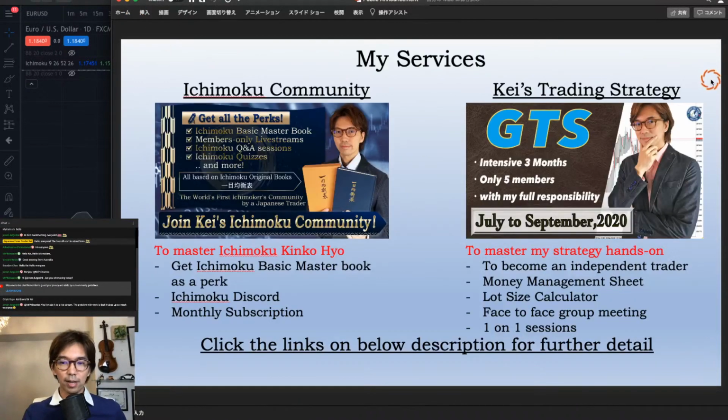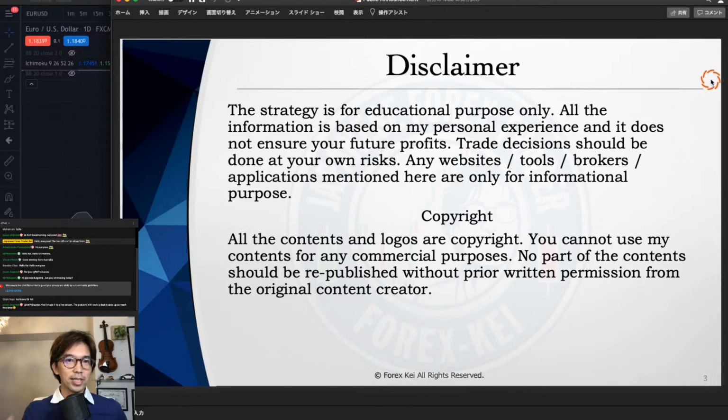Just in case, before starting anything here, the strategy or the knowledge is based purely on my own experience. So when you take trades, please do it at your own risk.